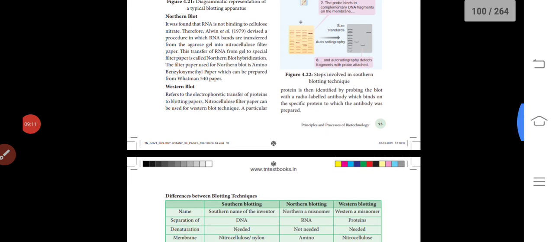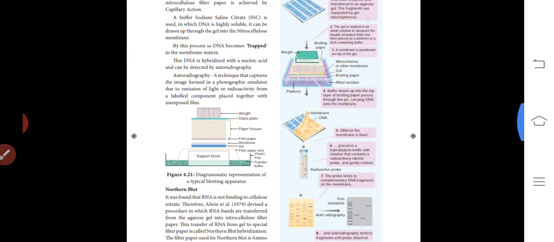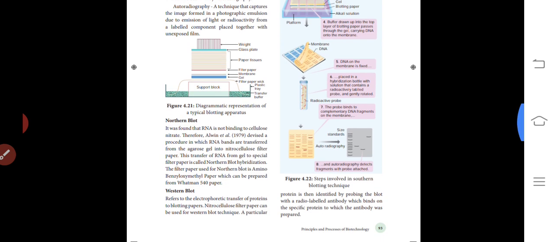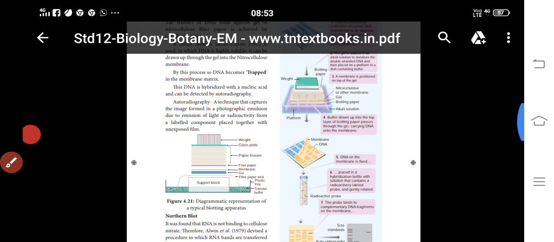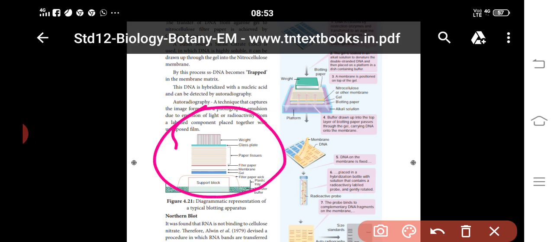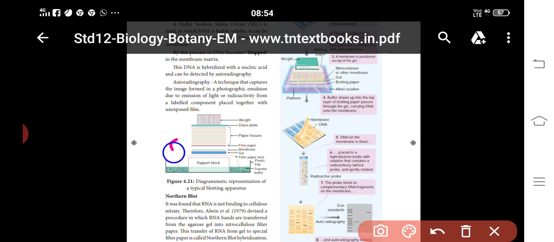Next is the blotting apparatus. There is a weight, then a glass plate, then paper towels, filter paper and the gel, supported on a block, with plastic and transfer buffer.